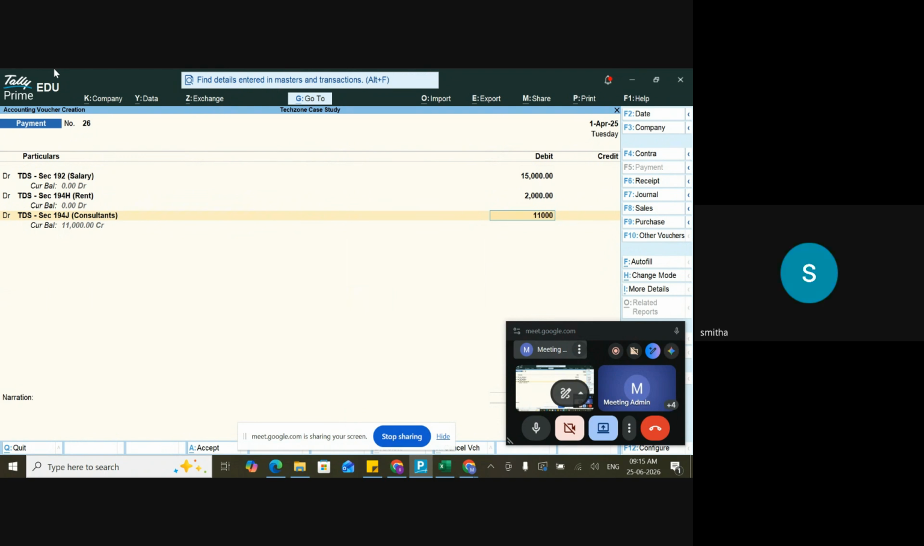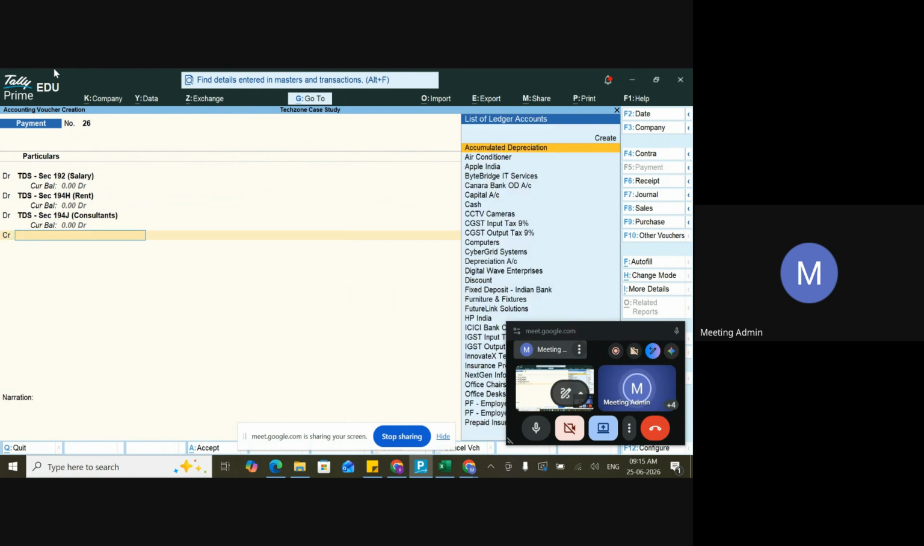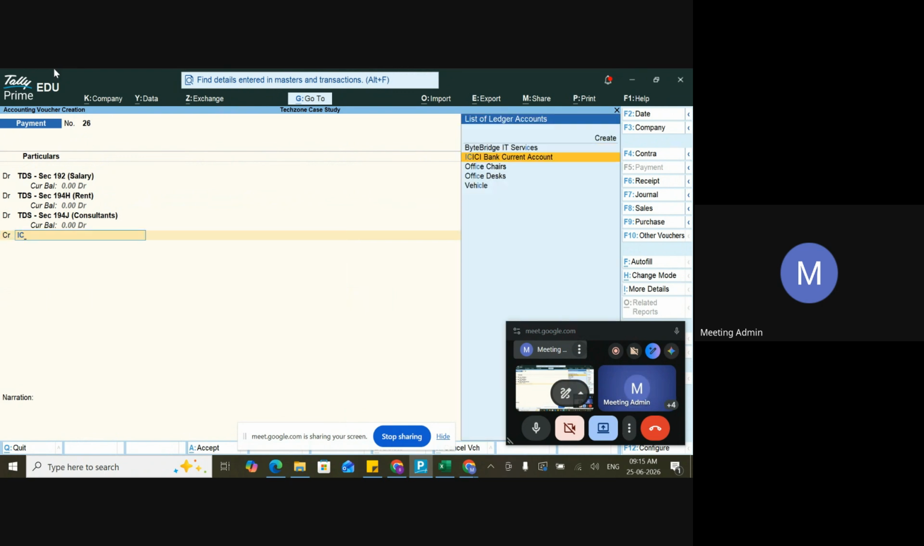In my laptop, this rent is not showing. We created it while doing the opening balances. TDS. You just give the TDS, ma'am, then it will take automatically. Okay. To ICICI Bank.